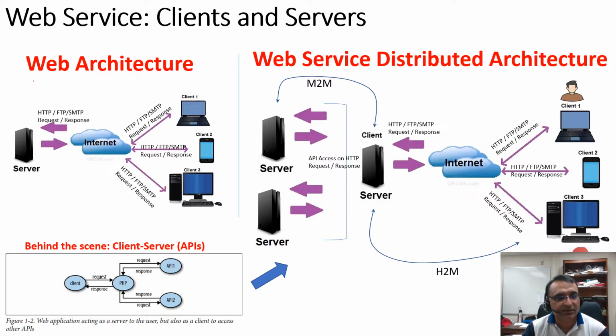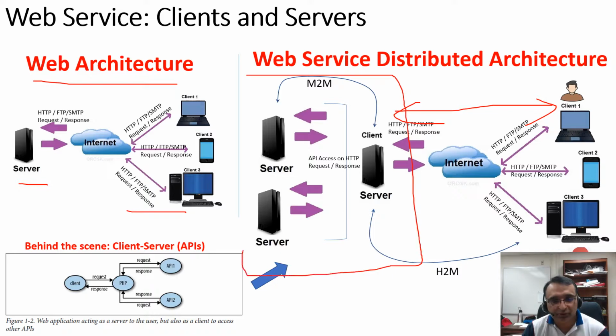This is a web architecture that we have seen, server and clients. But in case of web services, this part remains same, client server. But this part is different now. Servers are communicating with each other. This is what we call machine-to-machine communication happening, right?